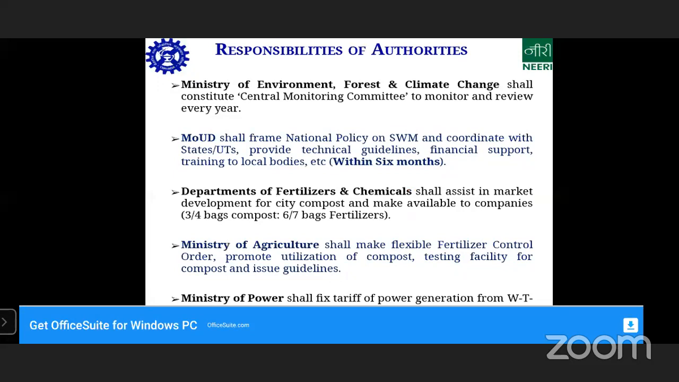The Ministry of Urban Development should plan the national policy on solid waste management. The Department of Fertilizers and Chemicals should assist in the development of fertilizers, because compost is generated as a product of composting, as a replacement for fertilizers. That is why the Department of Fertilizers and Chemicals is coming in. Similar is the case with the Ministry of Agriculture. In the case of the power ministry, some amount of power is generated from waste to energy products, so they also have to come in and fix their tariff.